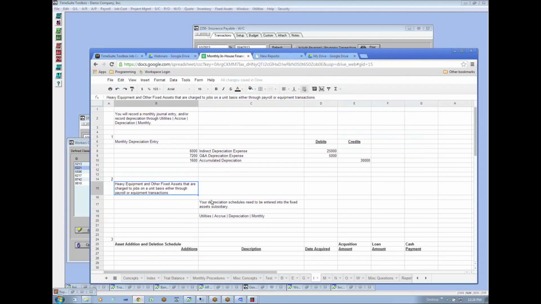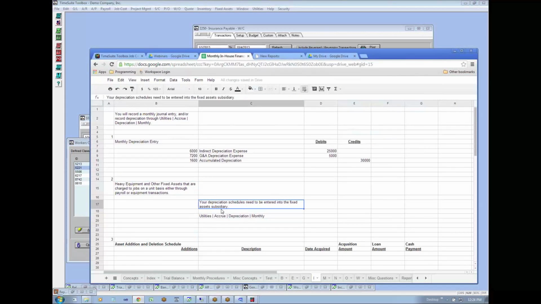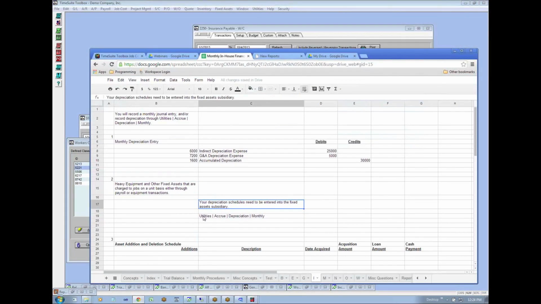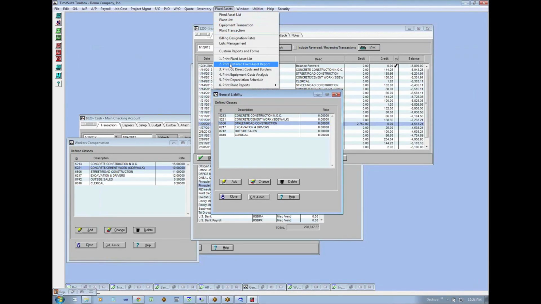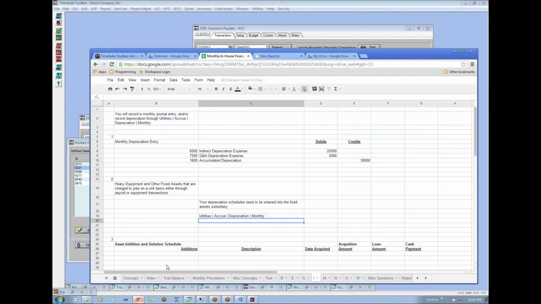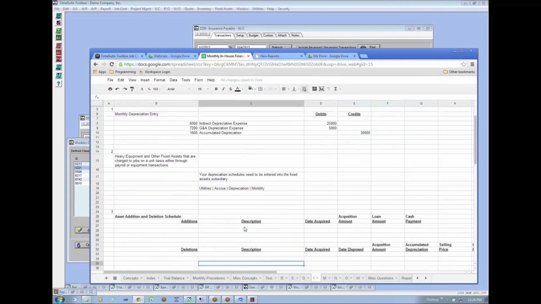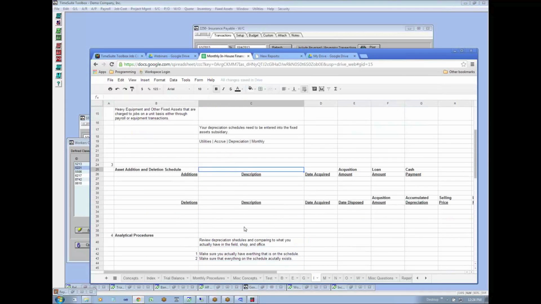I won't go into that too much more, but basically you're going to pool your indirect costs and apply it to the direct cost section. Your monthly depreciation is utilities, accrued depreciation monthly. Some people use the fixed assets area, and they'll put their depreciation schedules in there, and they'll use it to do their monthly straight line depreciation. I think that's fine, but if you have heavy equipment, you really need to do that.